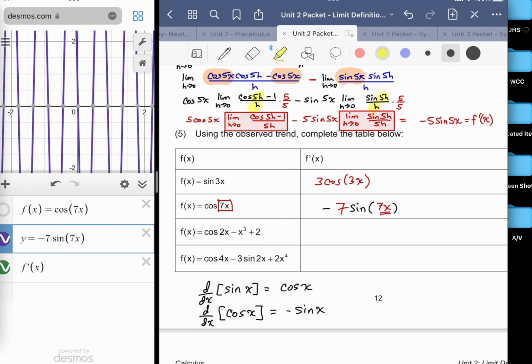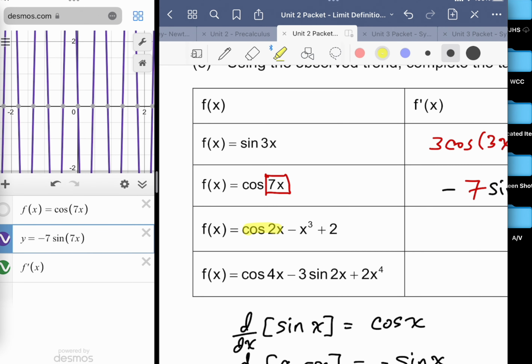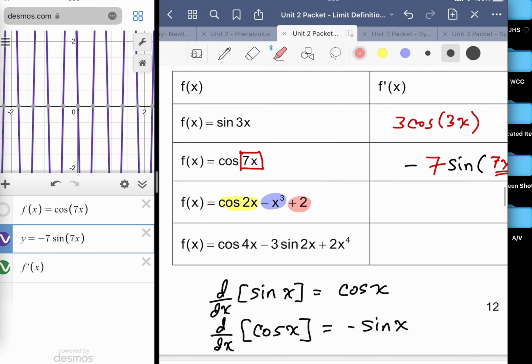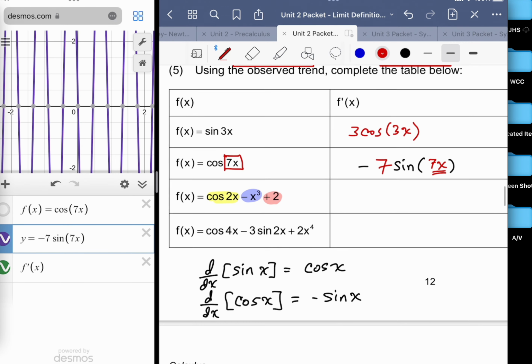So then the remaining problems here just break it up into sums and differences of different functions: a trig function, a power function, and then a constant function. So cosine of 2x is going to follow what we just did here. Following the structure of negative sine x, just with a 2x inside, and multiplied by the derivative of 2x, it is going to be negative 2 sine 2x.